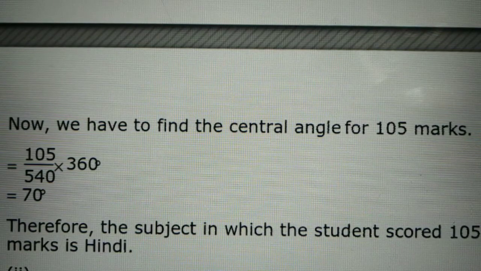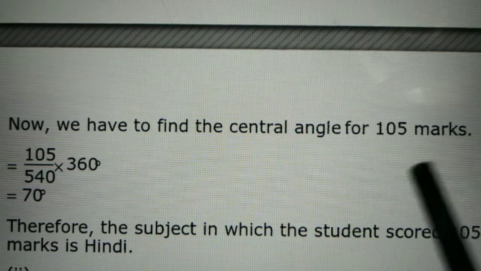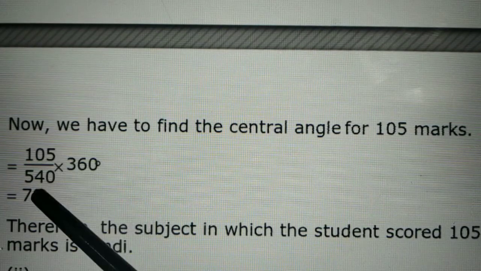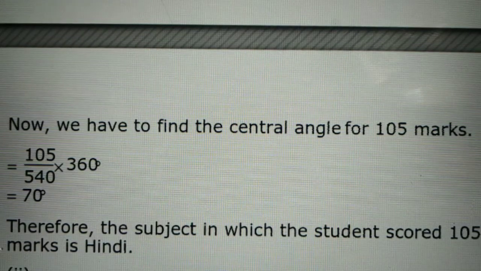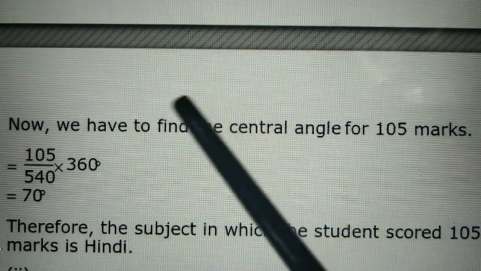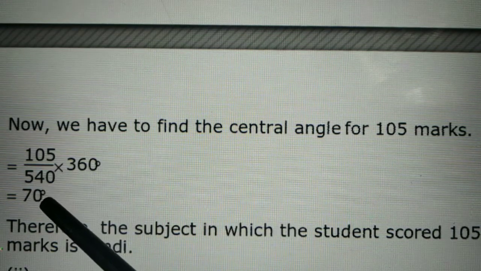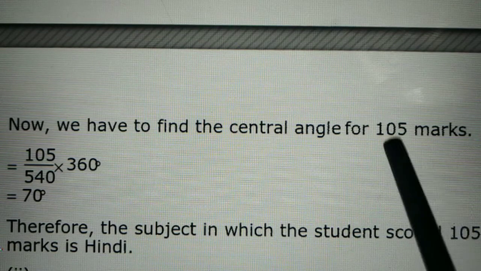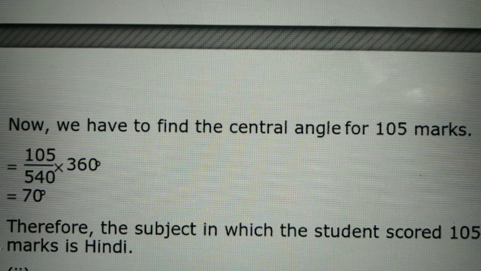So students, to find the central angle for 105 marks, we take 105, the given marks, divided by total marks, multiplied with 360 degrees, to change the given marks into angles. So how much angle do we get? That is a 70 degree angle. So 105 marks now change into a 70 degree angle.